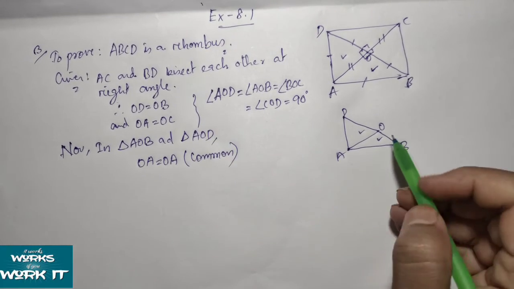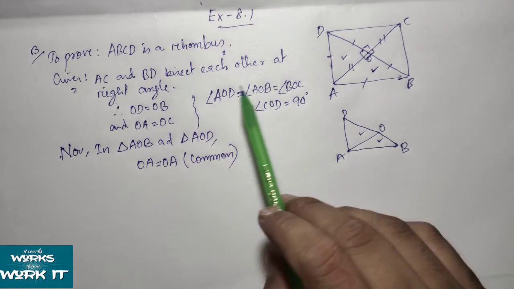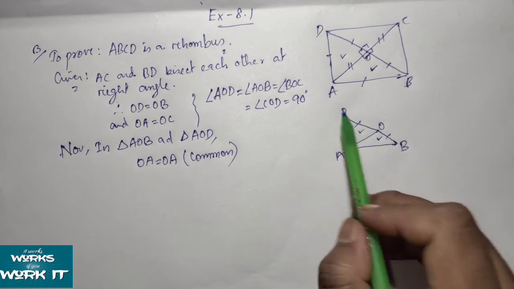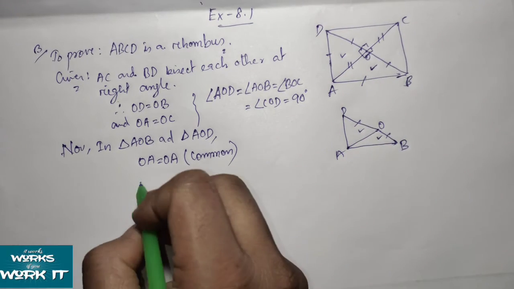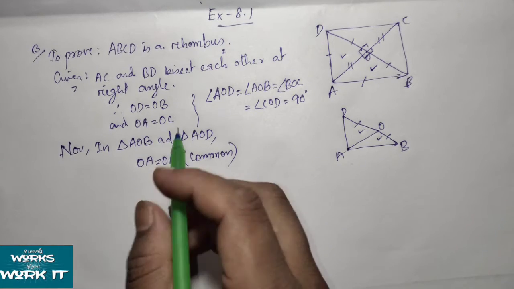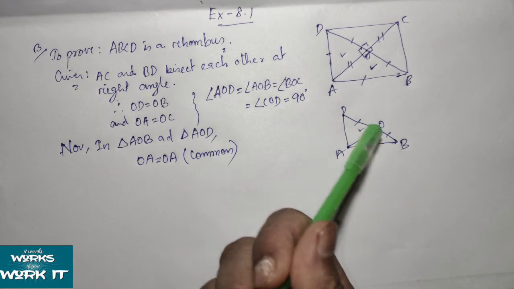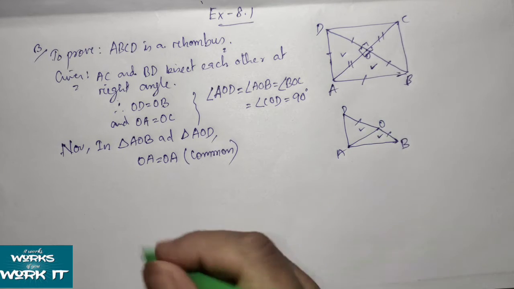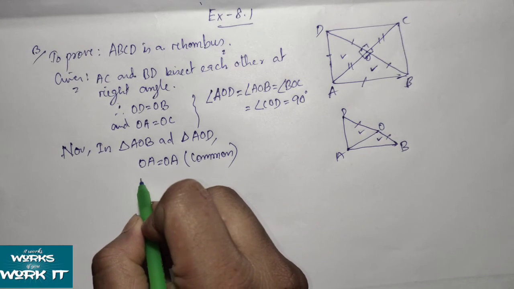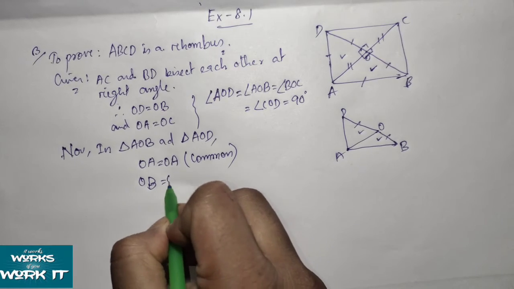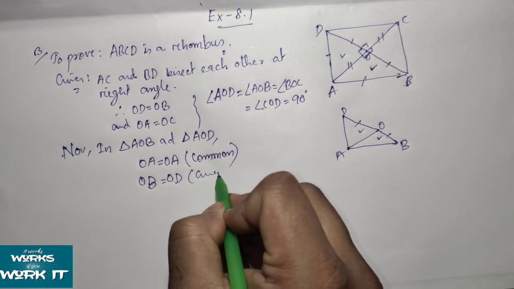They are taken as common. And then, what we have got from the given part is OD equal to OB. Why? The diagonals are bisecting each other. Bisecting means two equal parts. Here they are bisecting the line segments, so that means they will be equal parts. So we can write OB is equal to OD. It was given already.